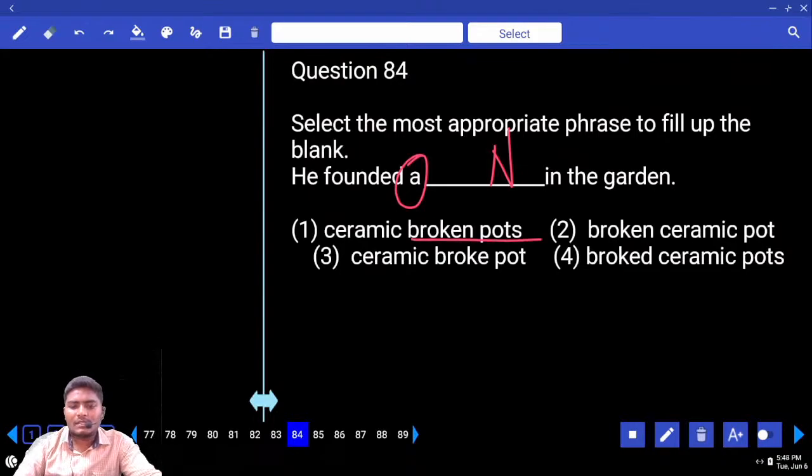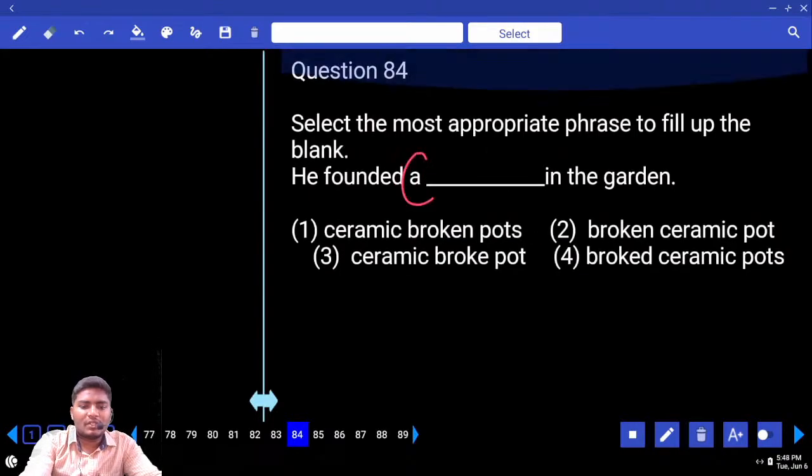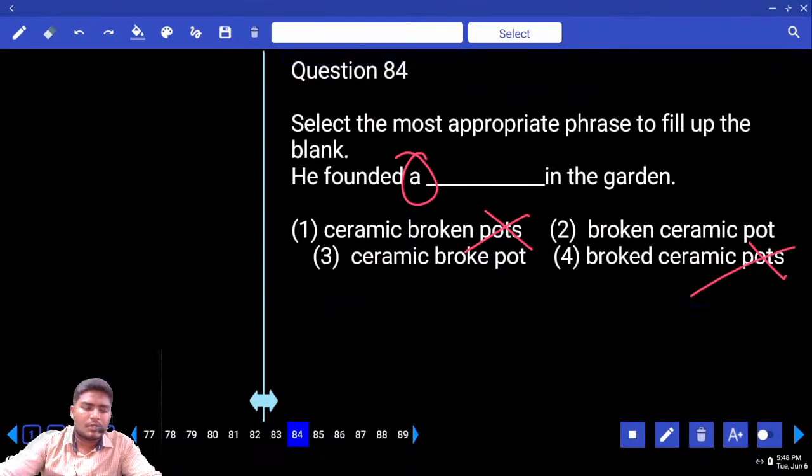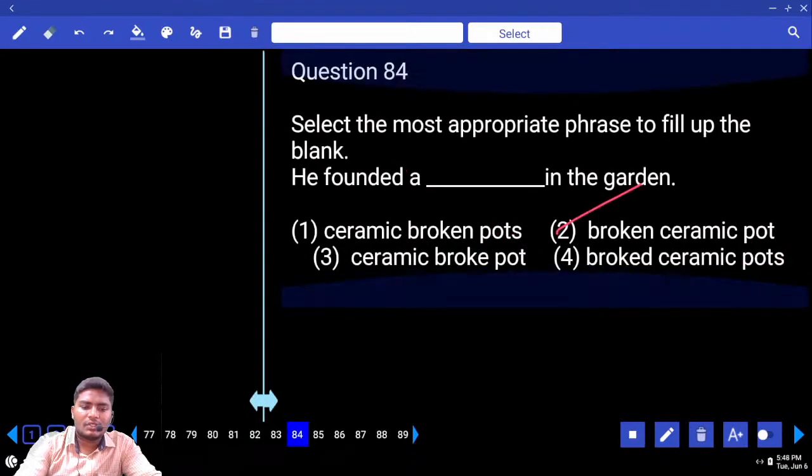Ceramic broken pots. Based on A, eliminate two options. First option, fourth option. Because we need A, A in the singular sense. Your answer is 2 or 3.